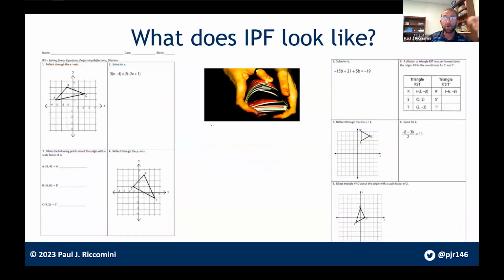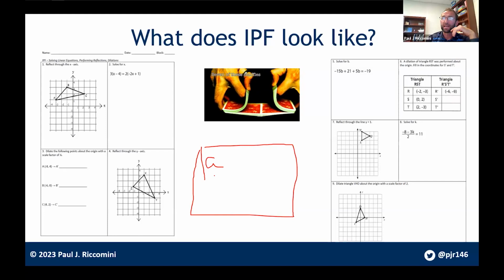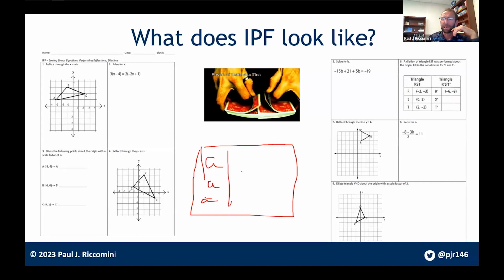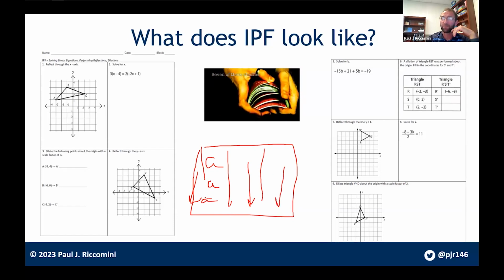Here's another example, just so you're seeing the structure here. One teacher, just by accident, when she made her first IPFs, set it up like this. It was really organized in columns. There are 3 columns, and all the A problems went down this way, all the B problems went down this way, and all the C problems went down this way. Don't do that. Kids block that, but I don't think they did it on purpose.